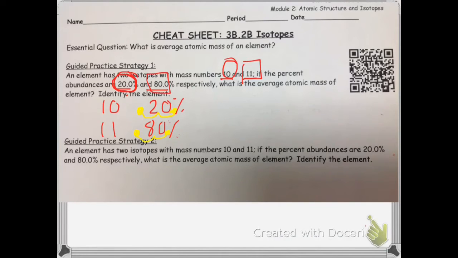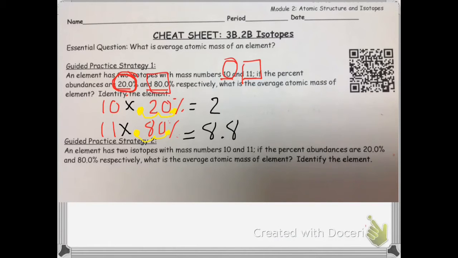Now, our equation tells us that we need to multiply our mass times our percent abundance. But again, you know you can't use a percent. So we're doing mass times the percent abundance, mass times the percent abundance. All right, so we're going to grab out our calculator, and when we calculate 10 times 0.2, we're going to get just a regular 2, and then 11 times 0.8 will give us 8.8.